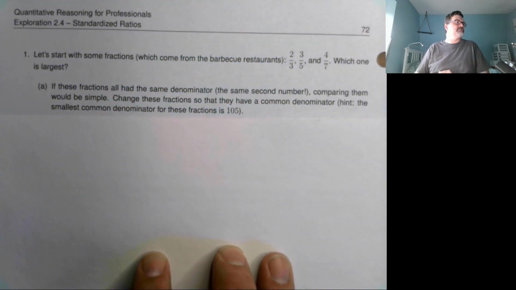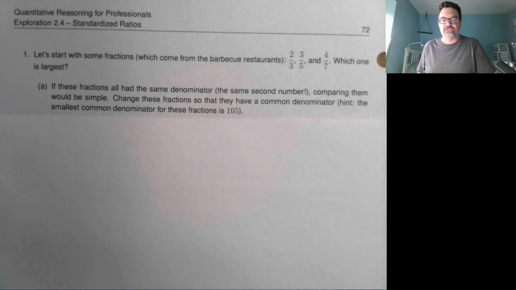All right, so to start things off without even context, we're just going to look at these fractions. So there's the fractions from the barbecue restaurants, 2/3, 3/5, and 4/7, or the ratios technically, the top being pounds of brisket, the bottom being people. If these all had the same denominator, the same bottom number, they would be easier to compare, and you would know how big each one is relative to the others. And that's something that we handle when we add and subtract fractions all the time. We make common denominators, and if we could just do that, we could compare these more easily.